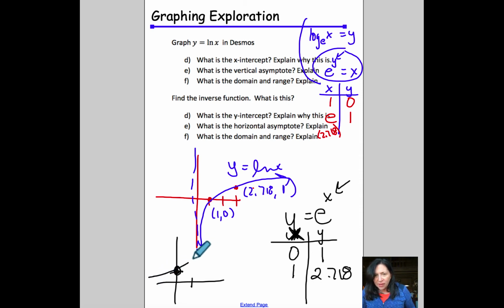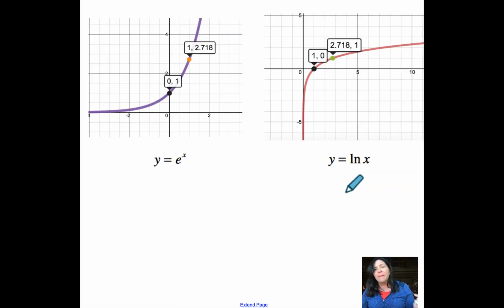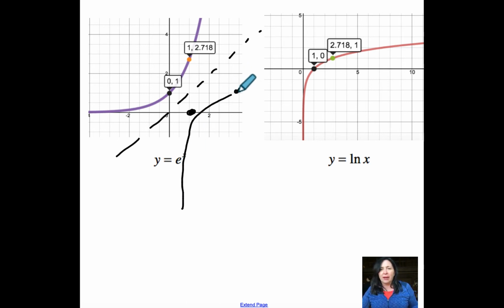And again, this is exponential, right? Remember, anything that has a variable x as my exponent or my power is an exponential equation. And if the y is up there, that means that's your inverse. So what's happening here is, if you were to reflect this across the y equals x axis, you would get (1, 0), and then you would also get (2.718, 1). And this graph would look like this.